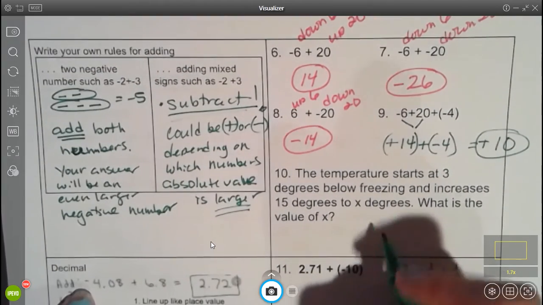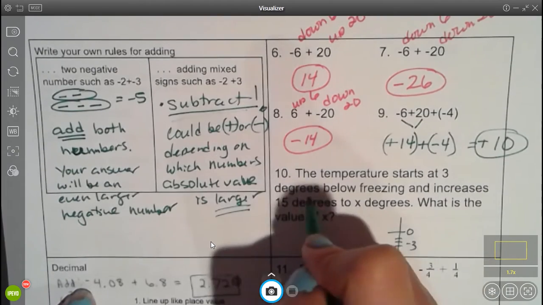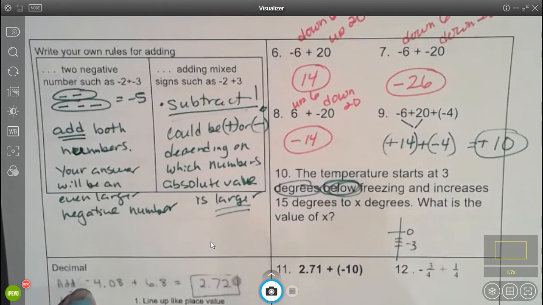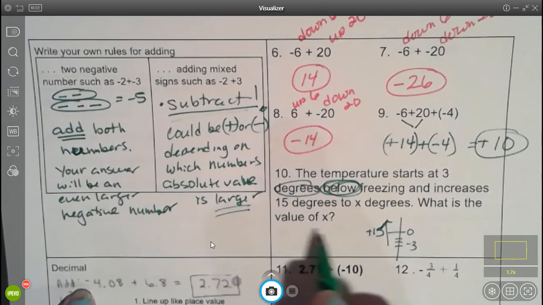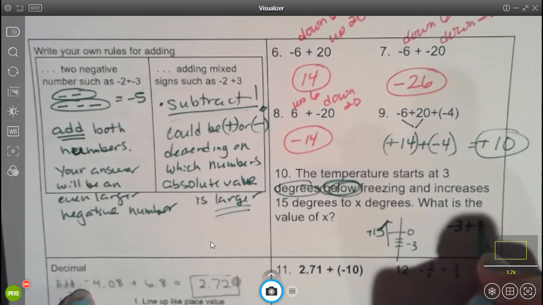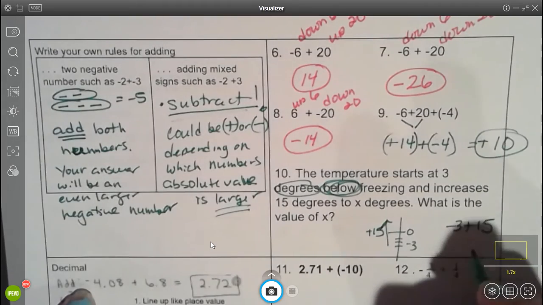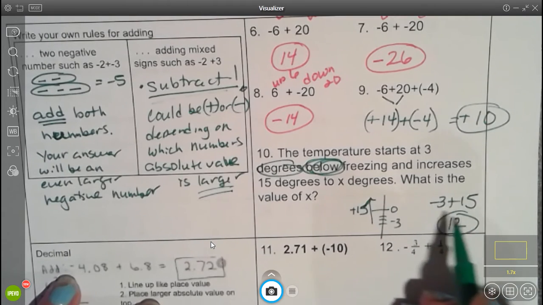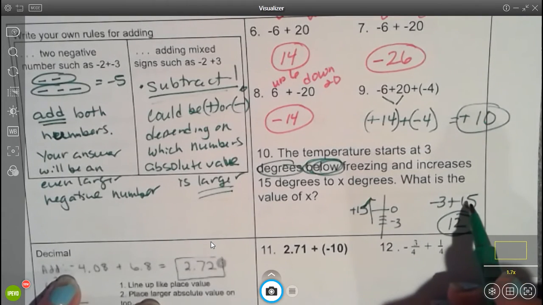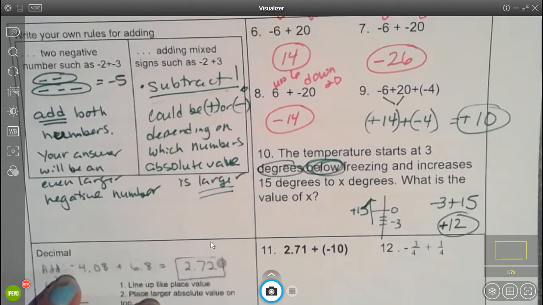The temperature starts at 3 degrees below freezing. So that's a way of saying -3, and it increases 15 degrees. Okay, what is the value of x? Well, -3 plus 15 is what all that's saying. It went up 15. So that would take me to 12. I'm going to take their absolute values and subtract them. And then I'm going to look at whose absolute value is larger. The positives win. That's it.